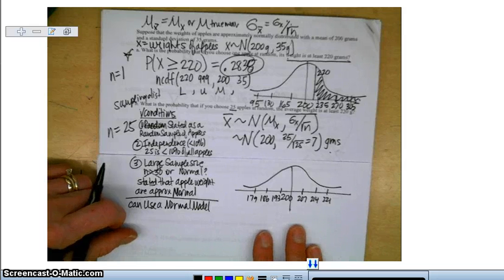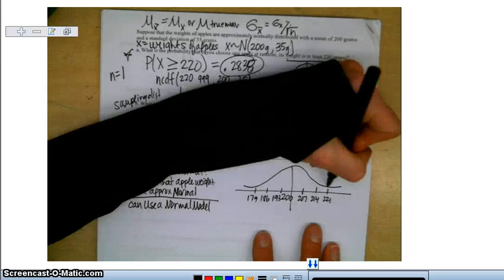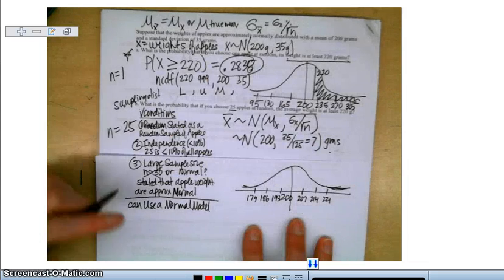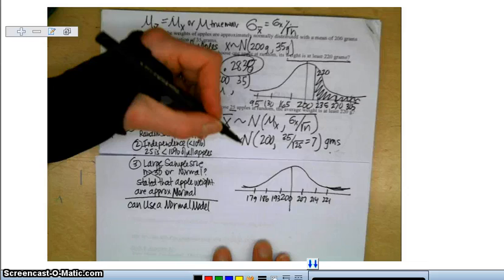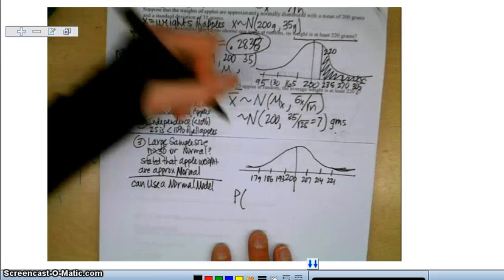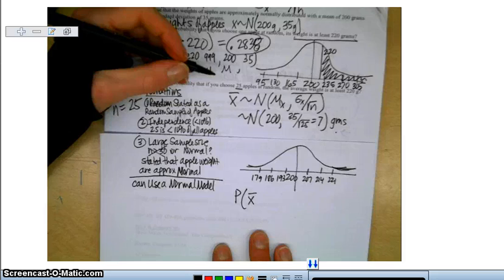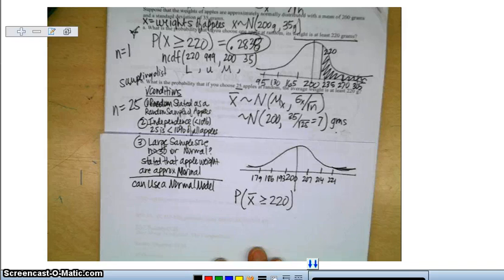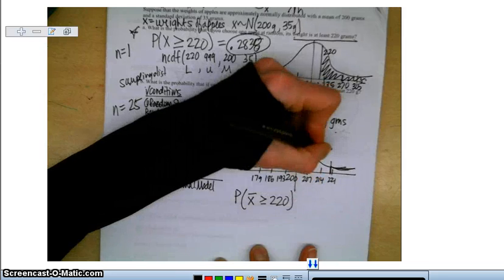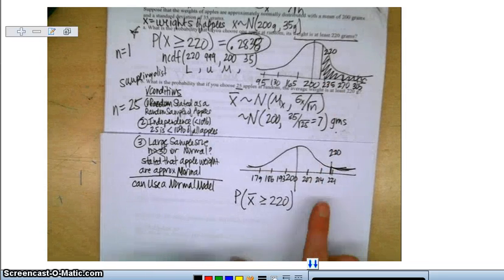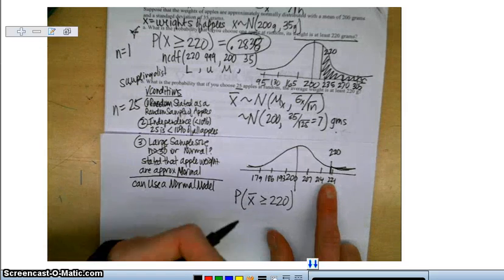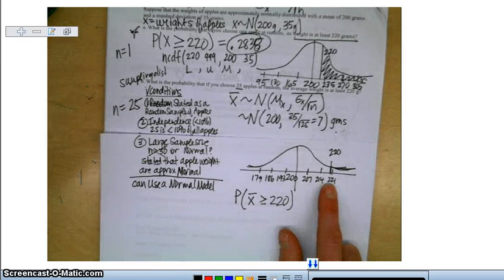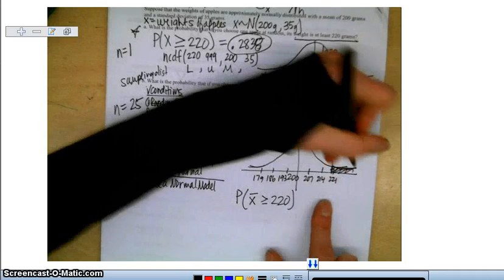All right, so now the probability question here is that X bar is greater than or equal to 220, right? The same question we just answered above, but for 25. So now here is 220 this time. Notice what happened to it. It's farther away because the chances of the average weight of 25 apples weighing over 220 grams is pretty slim now. So what do we do to figure this out?